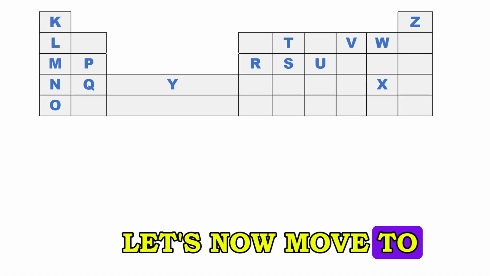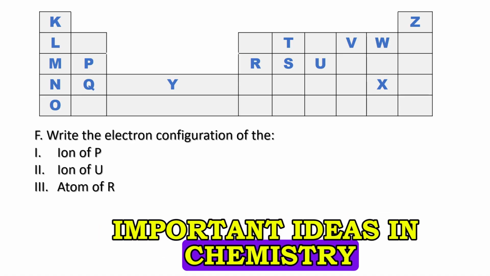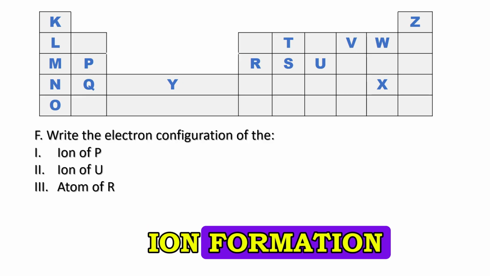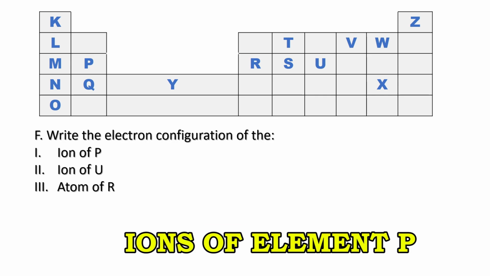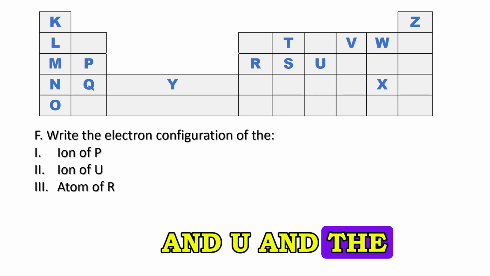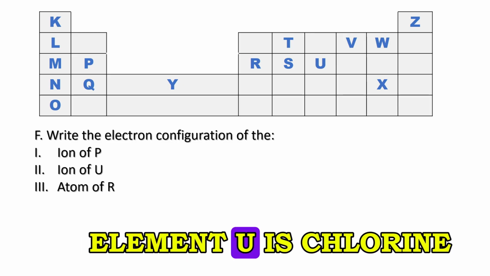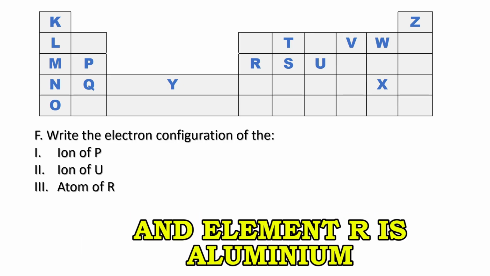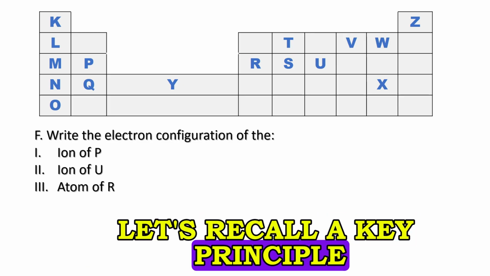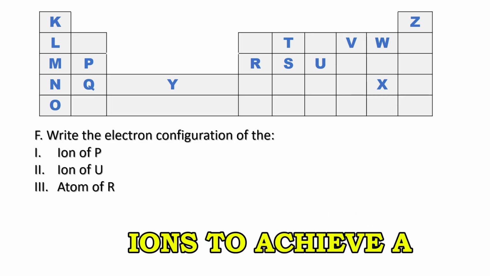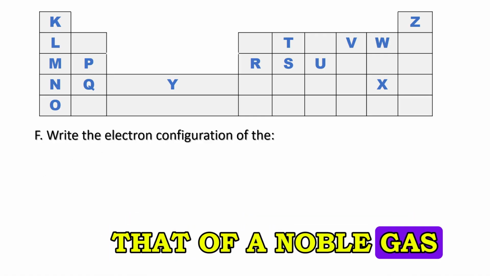Let's now move to question F, which takes us deeper into one of the most important ideas in chemistry, ion formation. The question says, write the electron configuration of the ions of element P and U and the atom of R. Here, element P is magnesium, element U is chlorine, and element R is aluminium. Before we write their configurations, let's recall a key principle. Atoms form ions to achieve a stable electron arrangement, usually the same as that of a noble gas.